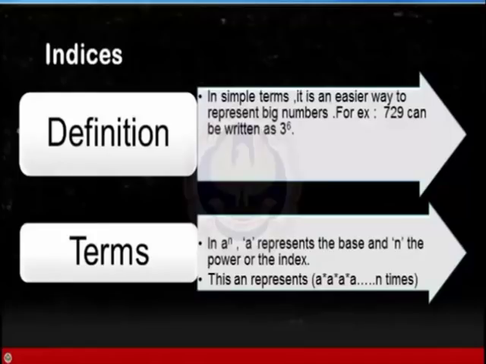So if we have an elaborated form of a to the power n, it means that it is actually a into a into a into a, n times. So when we were talking about 729 being represented as 3 to the power 6, what we mean is that it is actually the product of 3, 6 times. That is 3 into 3 into 3 into 3 into 3 into 3. That means 3 has to be written 6 times. So it is a way of writing a very big number. So whenever we have something like a to the power n, it means that it is a into a into a, n times.